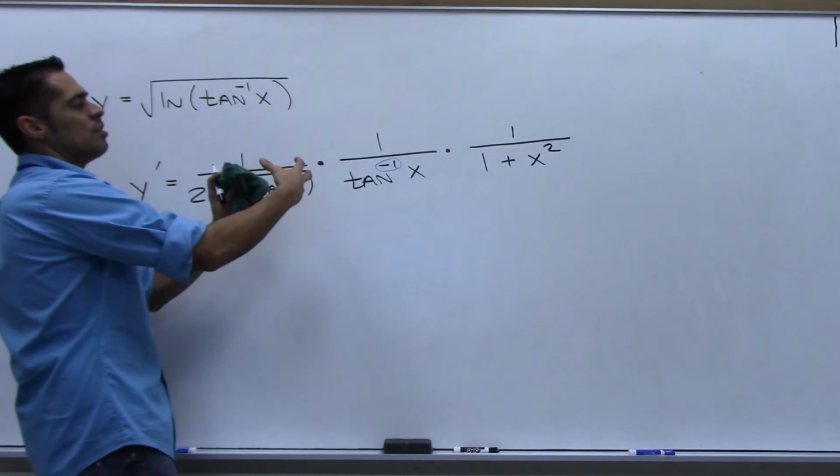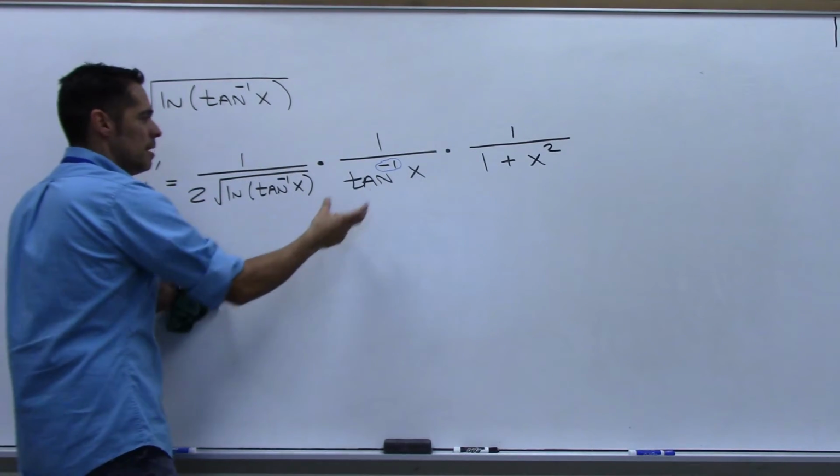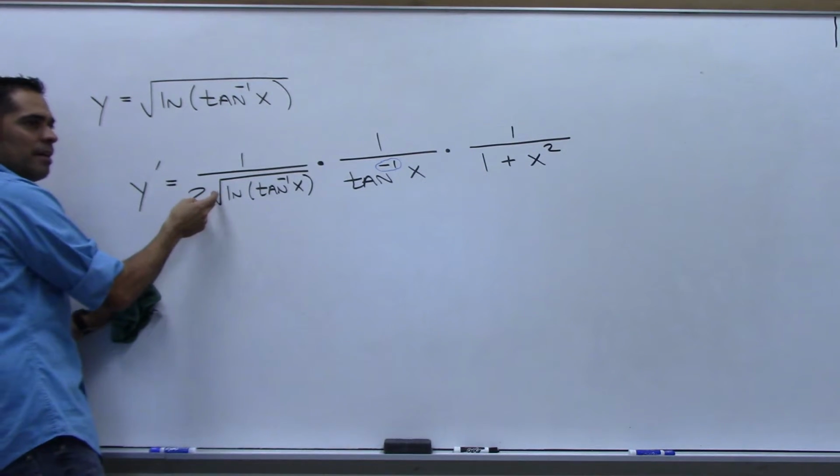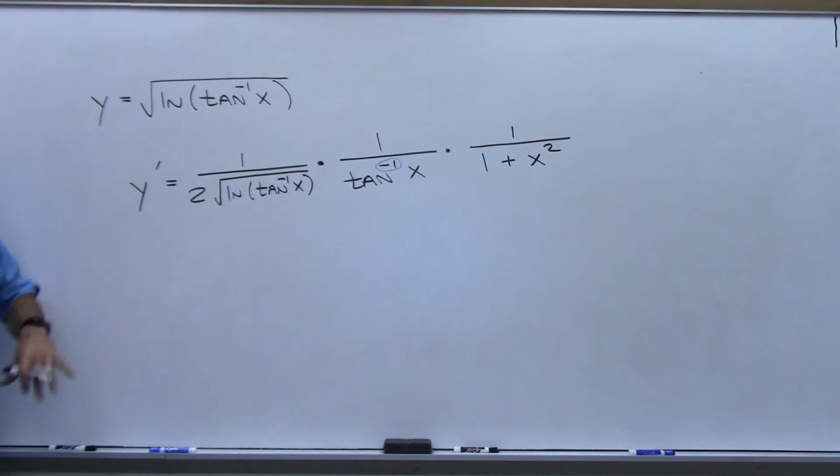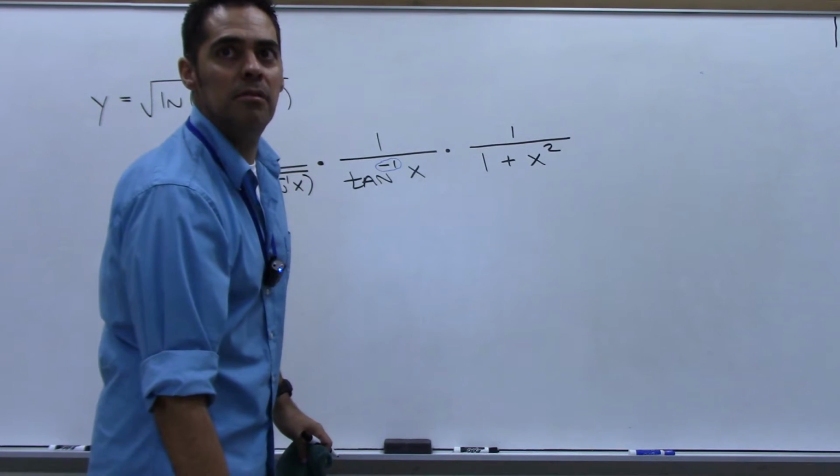You could, again, push this all together, make a 1 on top, maybe put the 2, maybe the arctangent right here. You can maybe put that out there in front in parentheses. But that's it. That's your derivative. Just trying to get you to think chain rule.